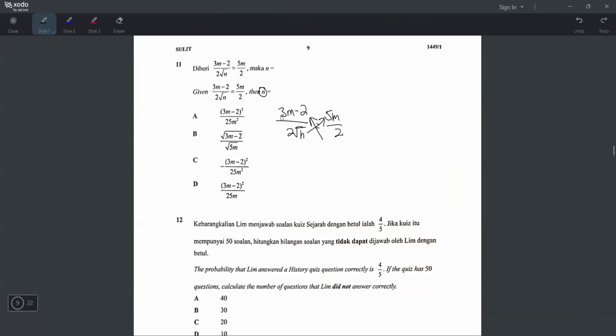So you darab silang. 2 times 3m is 6m, 2 times negative 2 is negative 4, and then 5 times 2 is 10. M and square root n, they cannot times together, so you just write beside like this, right? But don't forget, they are asking you to find n equals. So I think I will pindah the 10m here, right? So when you pindah, it becomes what?